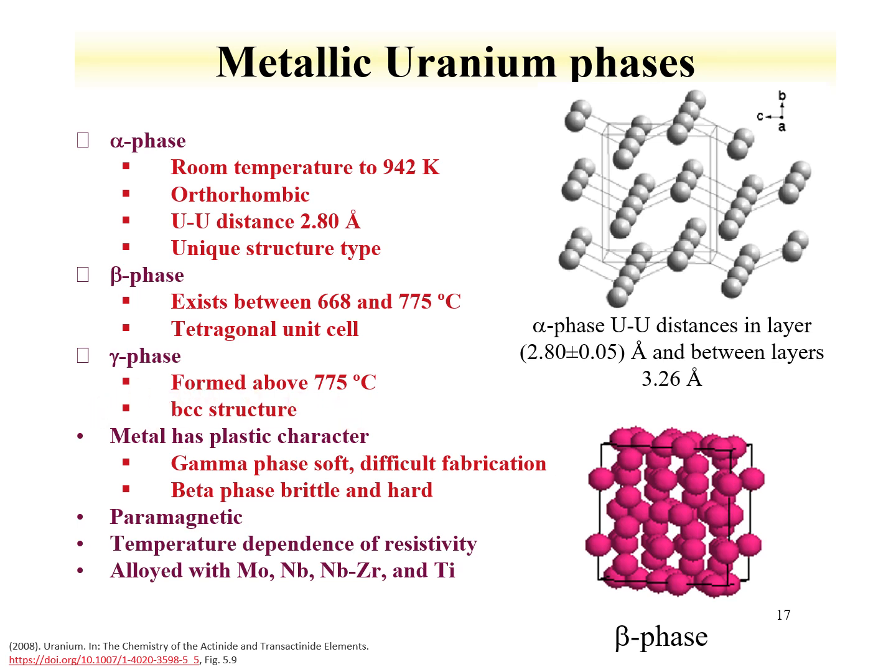The metal has different characters. It can have some plastic character. The gamma phase is soft, difficult for fabrication. The beta phase can be brittle and hard. These materials can often be alloyed. The uranium materials can be alloyed so that compounds can be formed that are easier to fabricate, for instance, or that have certain chemical resistivity properties. And uranium alloys well with molybdenum, niobium, zirconium, and titanium.